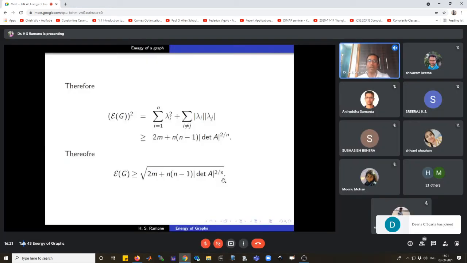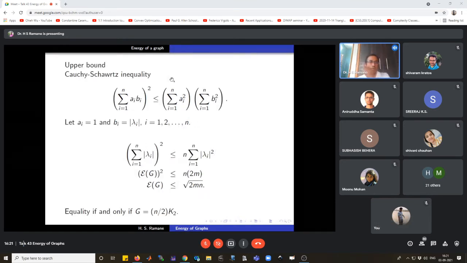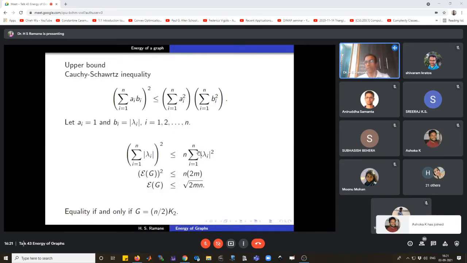And for the upper bound, we'll use the Cauchy-Schwarz inequality. For n-tuples a1, a2, ..., an and b1, b2, ..., bn, we know that the summation of ai bi whole square is less than or equal to the sum of ai square times the sum of bi square. So just replace ai with 1 and bi with mod lambda i. This will be the summation of mod lambda square, and this is 1, 1, 1, so it is m, times the sum of lambda square. Again, I told you the sum of lambda square is 2m, and the sum of mod lambda square is also 2m. So the energy of G will be less than or equal to square root of 2m.